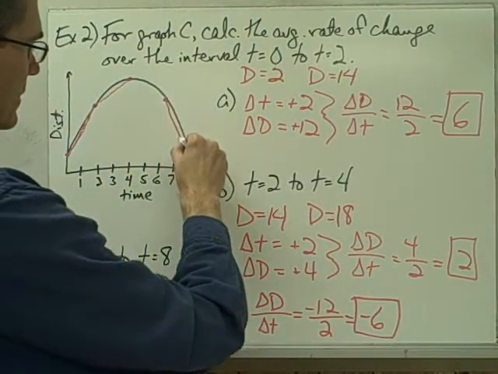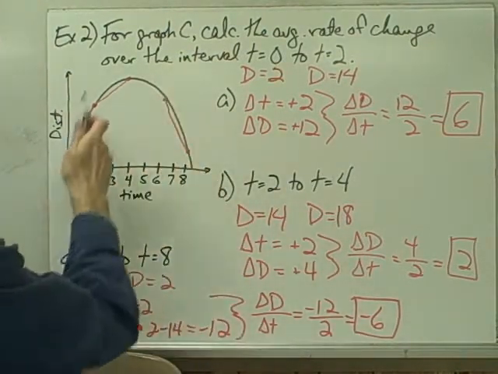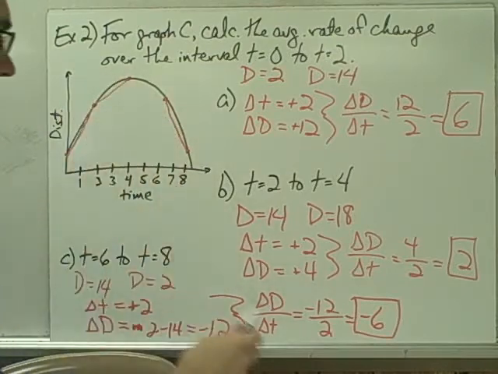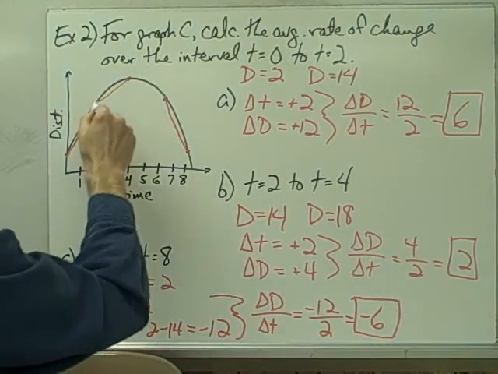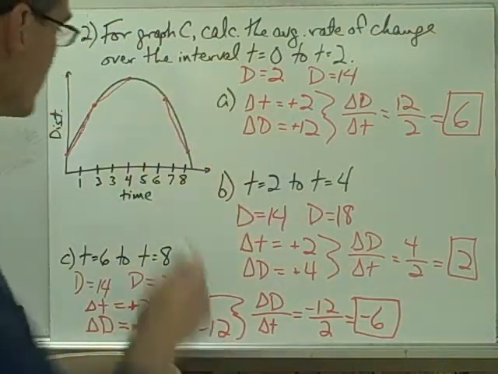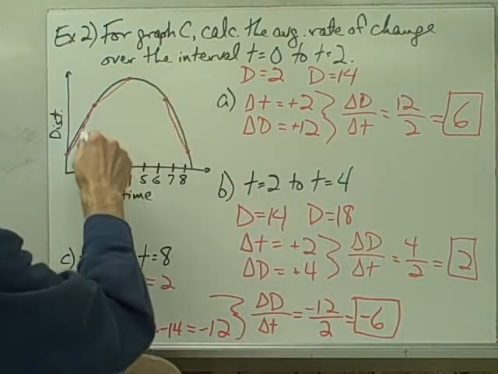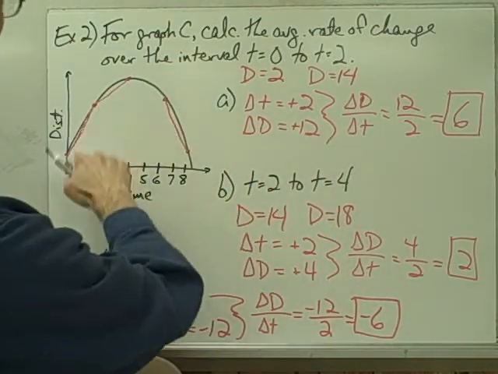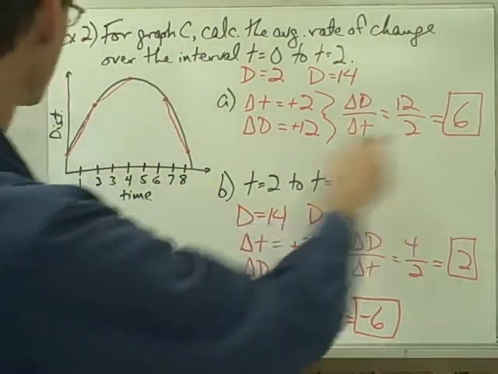And again, if you think about these average rates of change as kind of the slope of a line that you could draw between those 2 points, then you can see that the average rate of change here over my first interval, that average rate of change was 6.